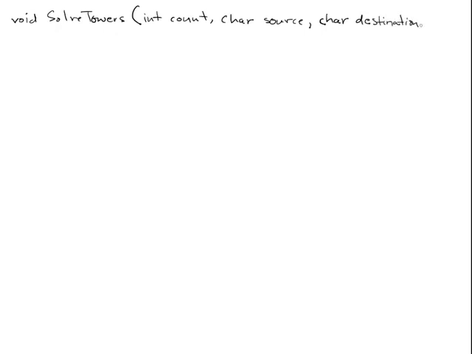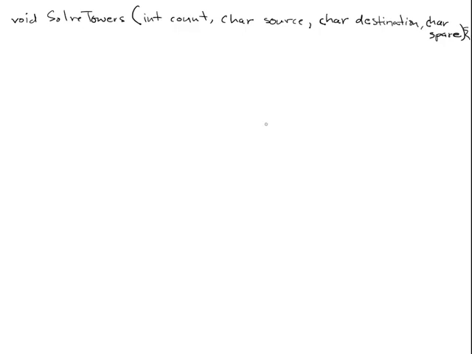Alright, so our solve towers function looked like this. Void solve towers. We had int count. We had a character source, character destination, and character spare. So your source, destination, and spare.